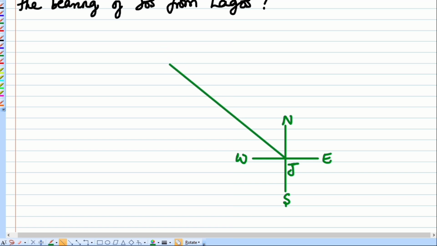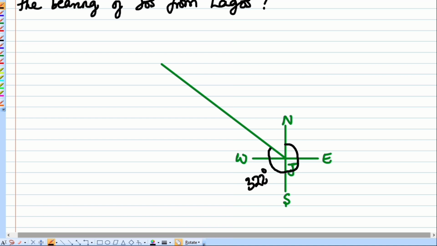So I think that's enough. So recall that the angle that is formed from Jos to the line is clockwise from the north. From the question we have 322 degrees. So let's draw our cardinal for Lagos. So we're at Lagos now. So let's put a cardinal there. Okay, so that's what we have.